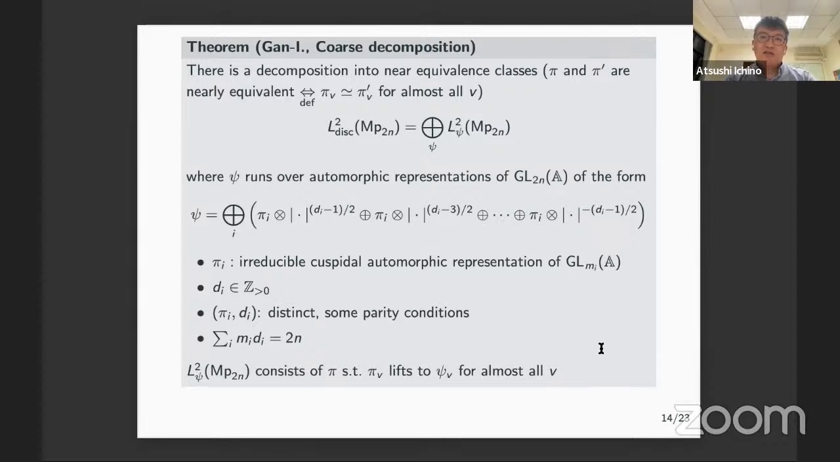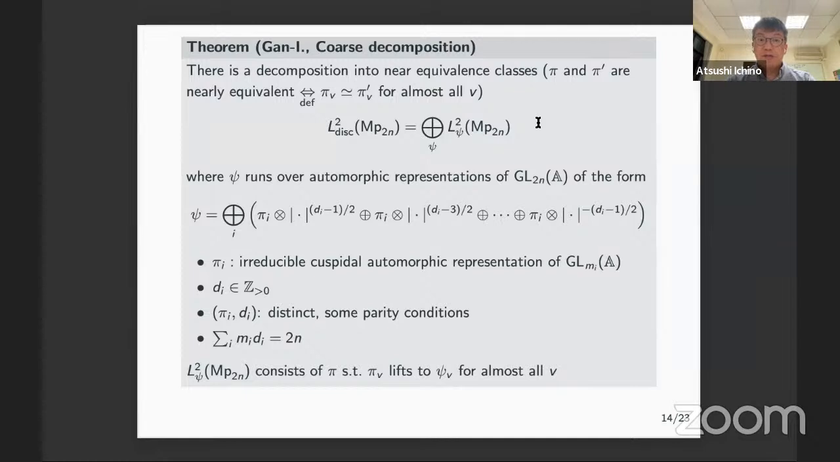And by using this equivalence relation, we can decompose the discrete spectrum into the sum of near equivalence classes, where each near equivalence class is attached to some GL_2N representation psi of a special form. Whatever it is, this near equivalence class consists of representations pi whose local component pi_v is isomorphic to the given psi_v for almost all v. And in this way, only a special kind of psi appears in this decomposition.